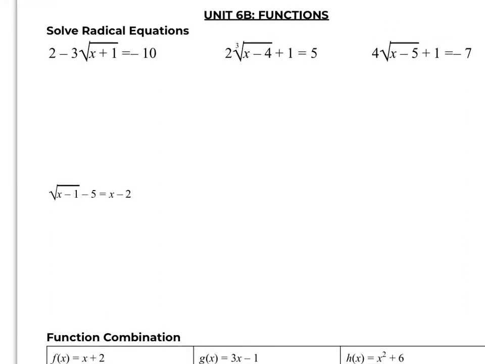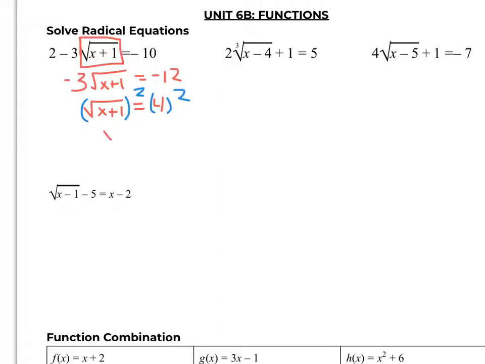So my goal here is to get my square root by itself. So my first step is to minus 2. So I get negative 3 square root of x plus 1 equals negative 12. Divide by negative 3, and I get square root of x plus 1 equals 4. And then, once the square root's by itself, we're going to square both sides to get rid of our square root. So x plus 1 equals 16, minus 1, so x equals 15.